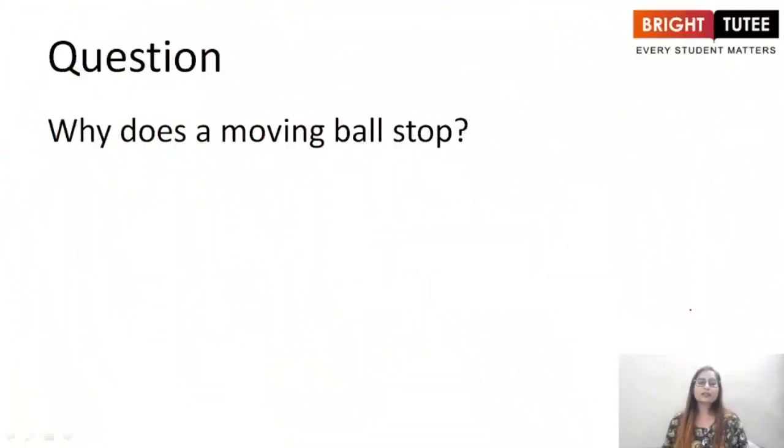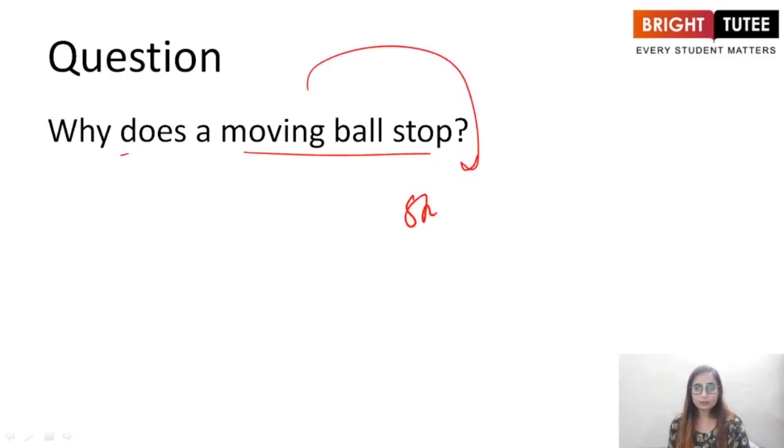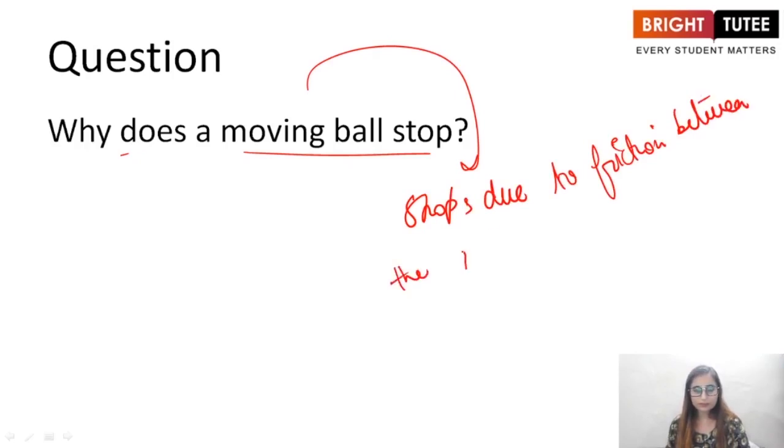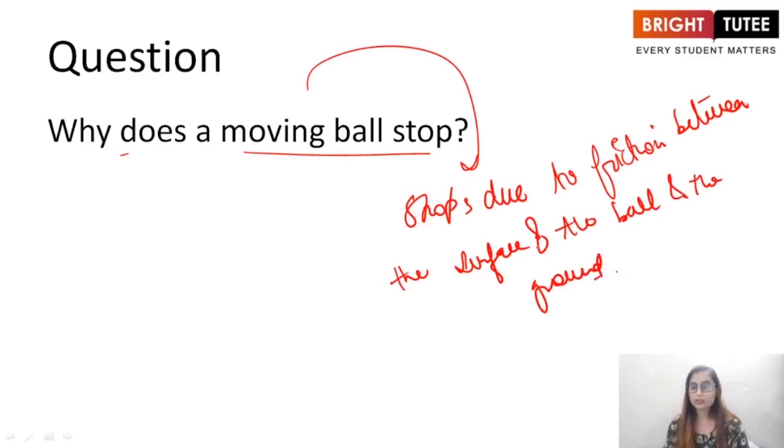In this lecture, we will be discussing the important questions from the first topic of the 12th chapter. Why does a moving ball stop? So students, a moving ball stops due to friction between the surface of the ball and the ground. The friction acting between the two surfaces in contact, which are the ball and the ground, is responsible for the stopping of the moving ball.